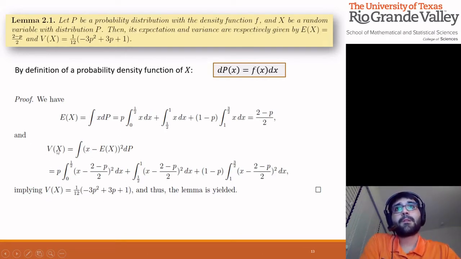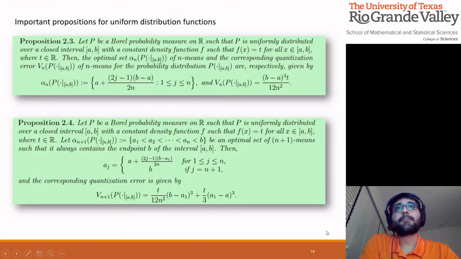Similarly, by applying the definition of the variance of X for those intervals, we get the expression.